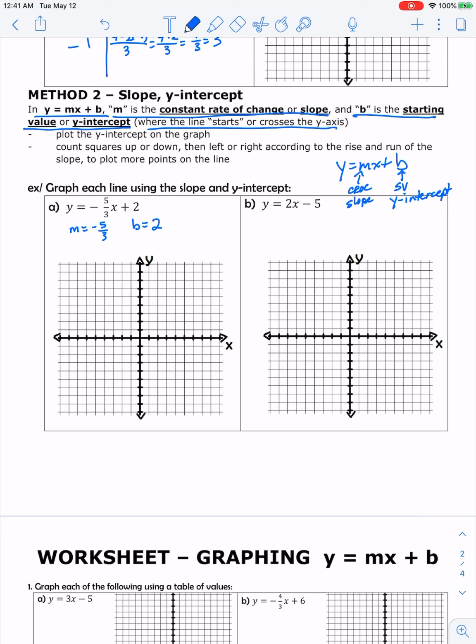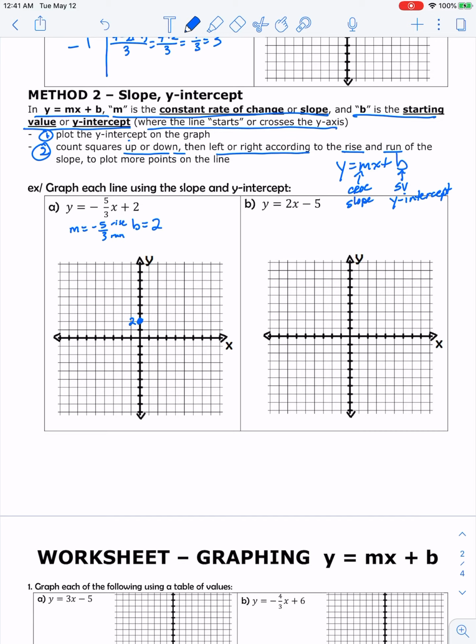So I go to my graph. Step 1: plot the y-intercept on the graph. So the y-intercept is 2. There's 2 on the y-axis. Then step 2: count squares up or down, then left or right, according to the rise and run of your slope. So if the slope is negative 5/3, negative 5 is the rise, and 3 is the run.